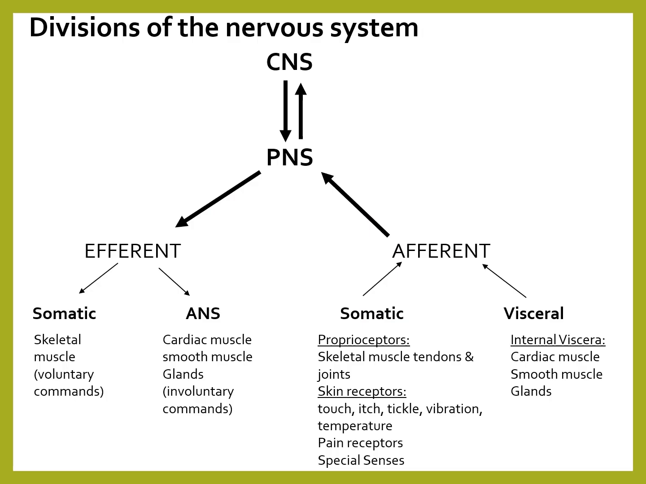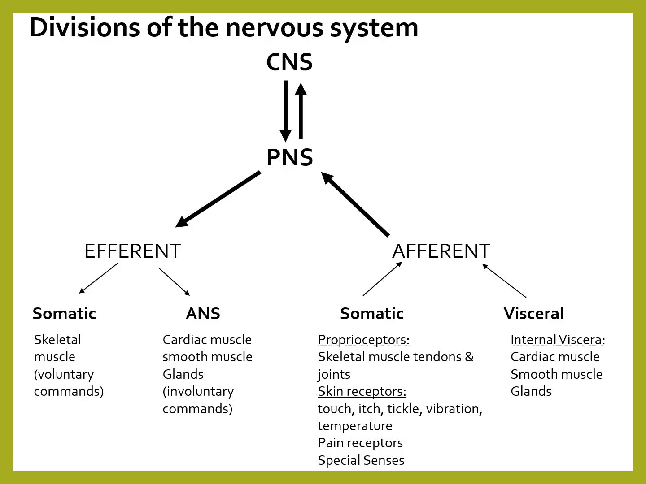Let's remind ourselves again about how the peripheral nervous system is divided. It's divided functionally as opposed to anatomically. On one side, we have the motor division of the peripheral nervous system. That's the efferent division. And on the other side, we have the afferent division, which is the sensory. Under the efferent, we have the somatic and the autonomic nervous system branches. The somatic is what we're going to be looking at now.